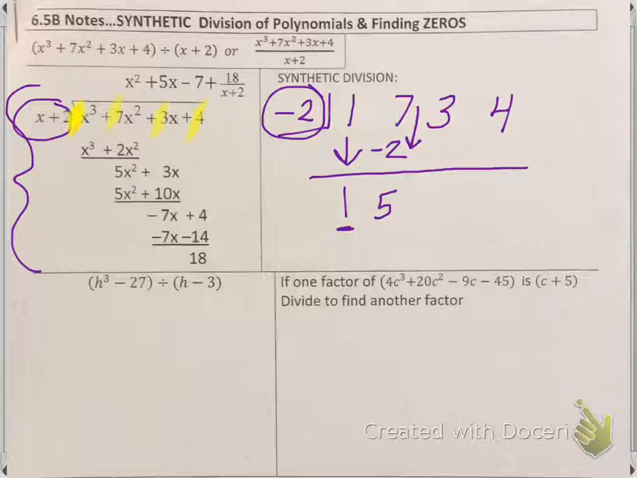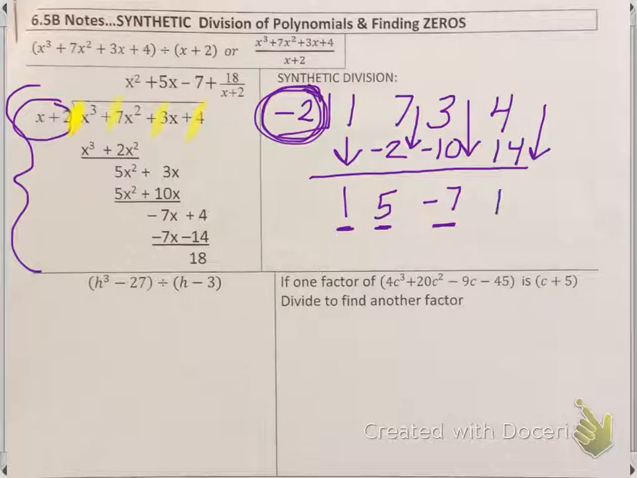It's the end of my first cycle. Take this number, the 5, multiply it by the box number. 5 times negative 2 is negative 10. And again, I add going down. 3 plus negative 10 is negative 7. Multiply by the box number again, negative 7 times negative 2 is positive 14. Add going down, 4 plus 14 is 18. The division part is now done. Now when you use synthetic division, this last number here is always your remainder.